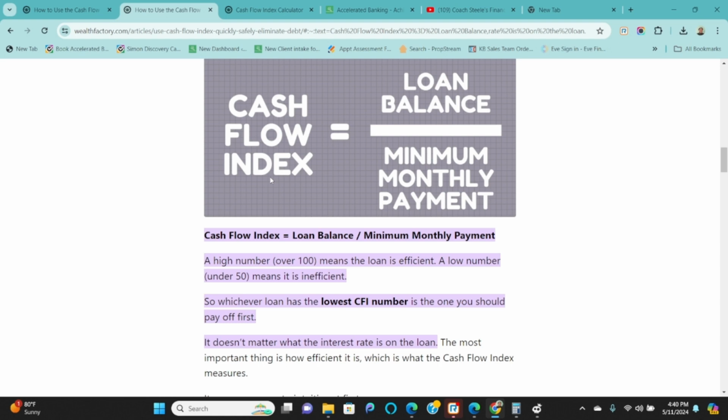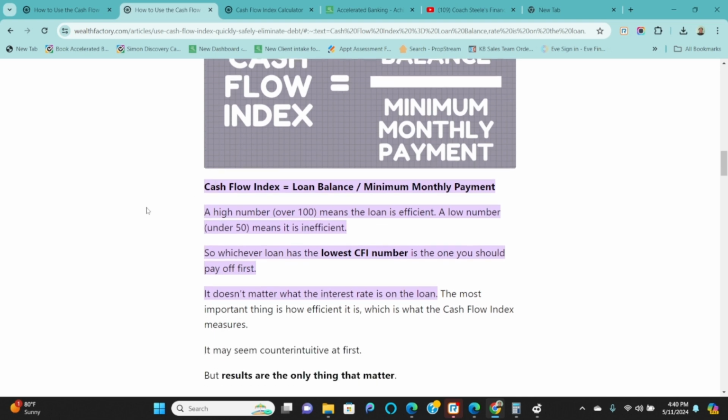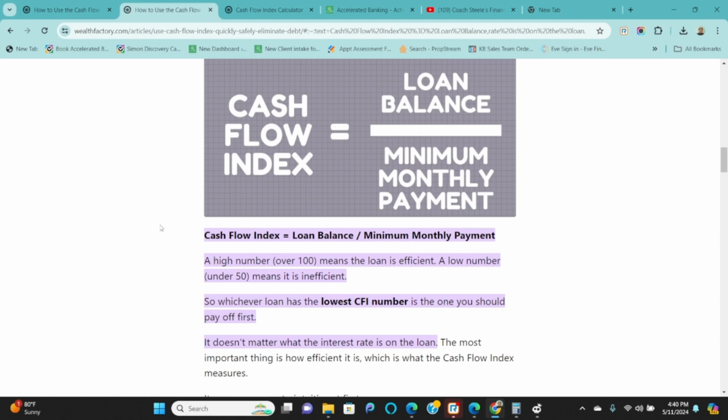Now, there are many options with getting rid of debt, whether it is just shooting from the hip, trying to pay off bills, or the snowball method, which is starting with the smallest debt balance and paying that off first and getting to the larger ones later, or the avalanche method, where you look at the debts with the largest interest rate being charged on those balances, or what we call cash flow index. So today, I want to discuss what cash flow index is and that formula.